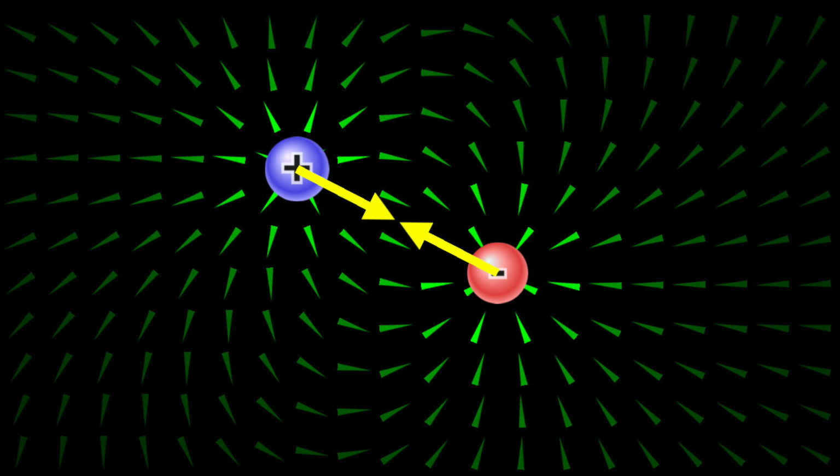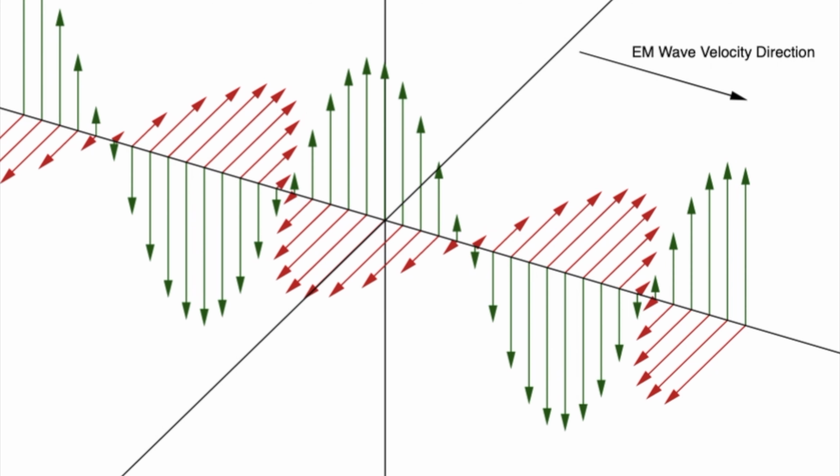A field is just a way to attach numbers to each point in space. For electric and magnetic fields, this shows how much electric or magnetic force would be felt at each point and in what direction. The electric and magnetic fields are connected.